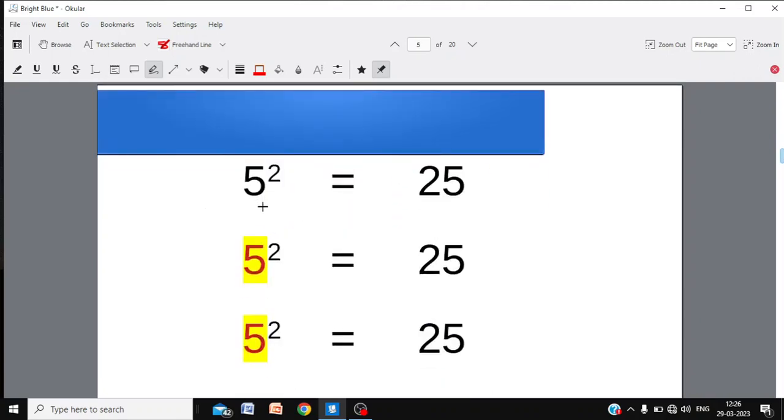5 square is 25. Now emphasize that this is the base and this is the power. 5 square is 25. So what will happen if you say the reverse? You can say 2 is the power to get 25 to the base 5. And this is the way we introduce a log in terms of exponent.